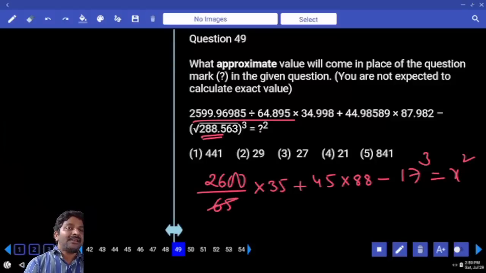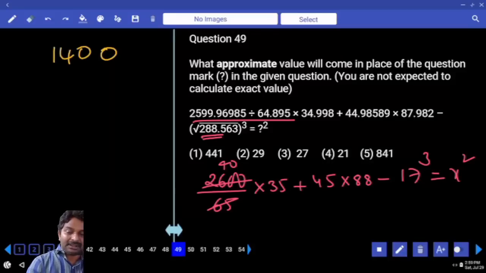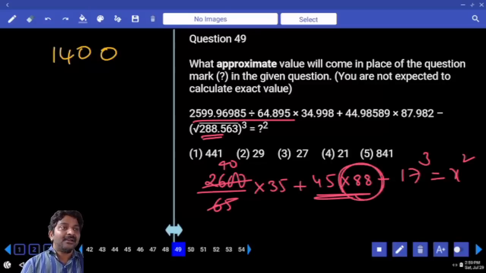65. Double. Double. So it is 40 times. 40 times of 35. 40 has 0. I'll write 0. 35 4 times. Double double. How much is that? 140 plus 45 times of 88. Can I take 50 times minus 5 times? 50 times of 88. 4400.